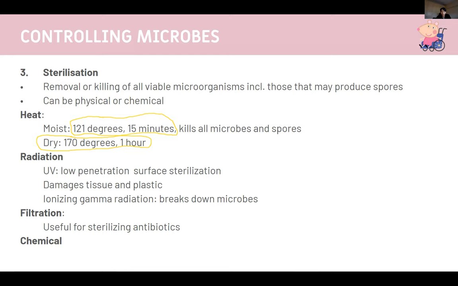We can also have ionizing gamma radiation, which breaks down microbes. For antibiotics, we can use filtration, where we don't necessarily want to heat our antibiotics. And we can also have other chemical methods as well.